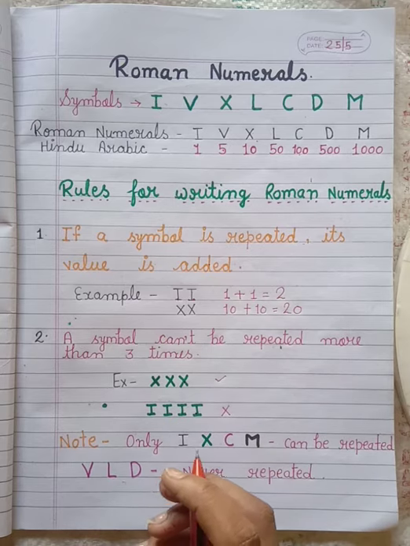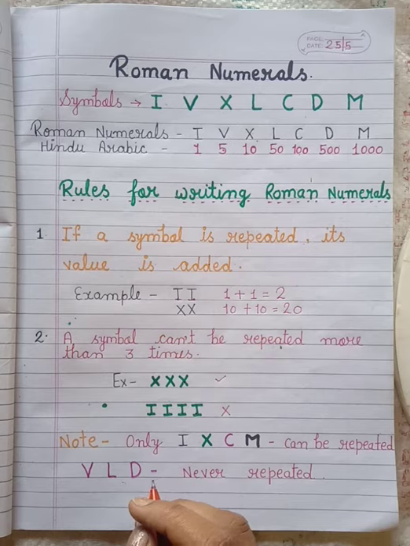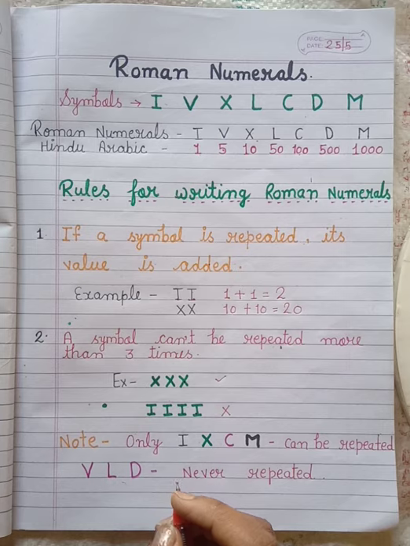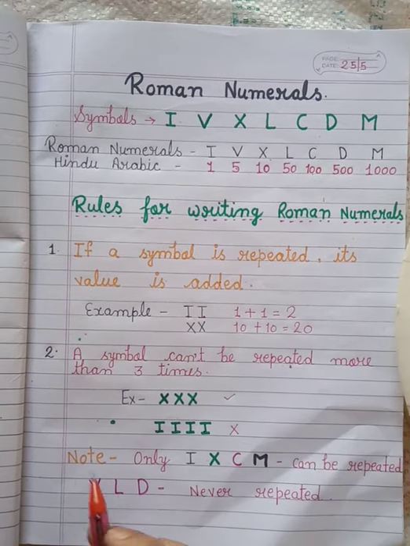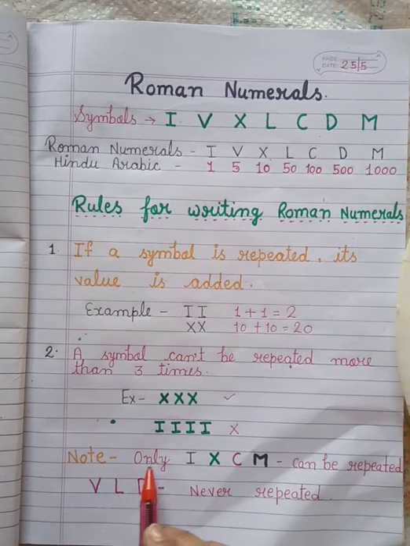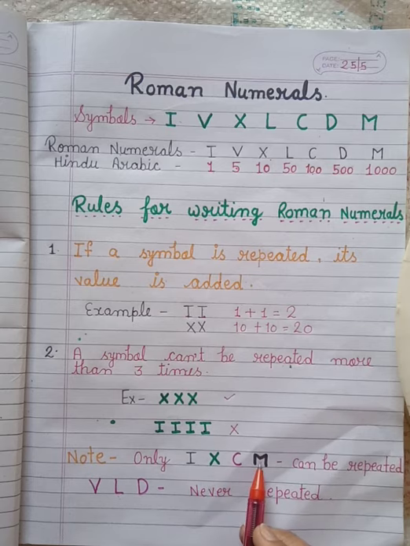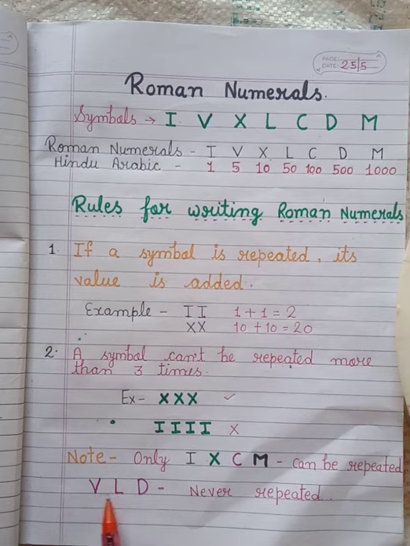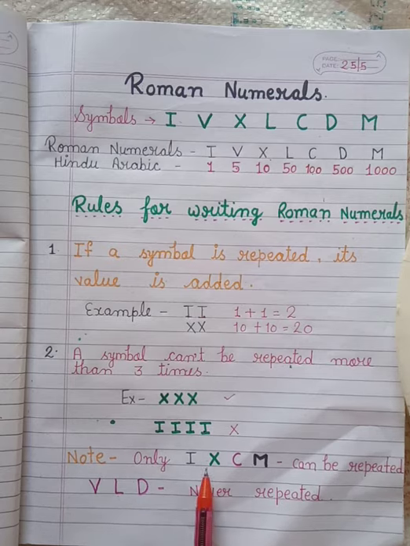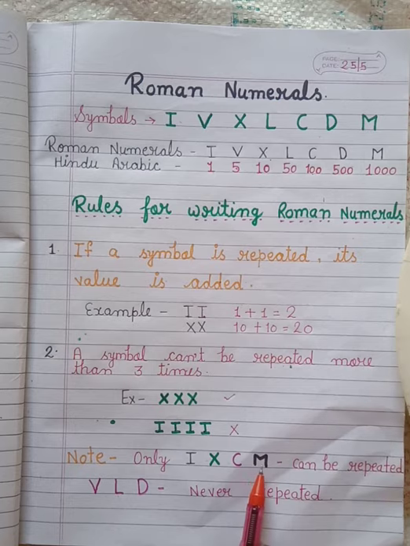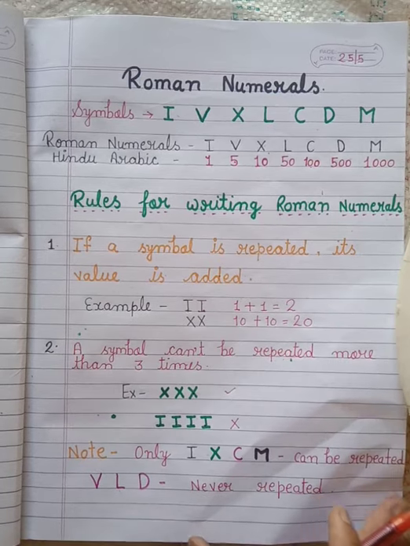One more thing, students, always remember that only some symbols can be repeated. Let's see what those are. As you can see here, I have written a note: only I, X, C, M can be repeated, and the symbols V, L, D are never repeated. So we cannot repeat these symbols, we can repeat only I, X, C, M.